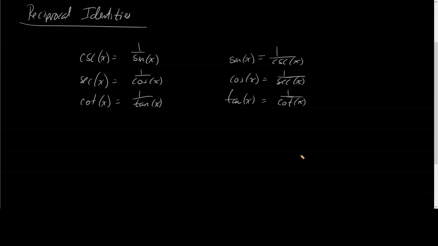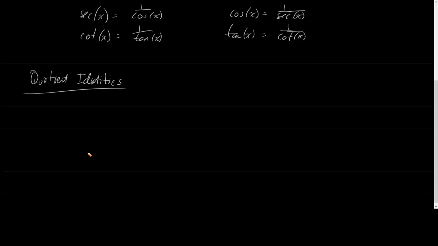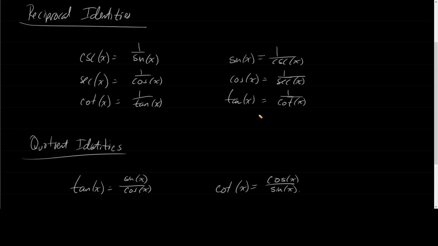We also have quotient identities. The quotient identities are just a fancy name for saying that tangent can be written as sine over cosine, and cotangent can be written as cosine over sine. Right, these are just a whole bunch of ways to write some of these.